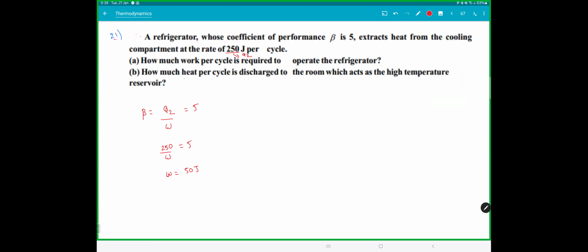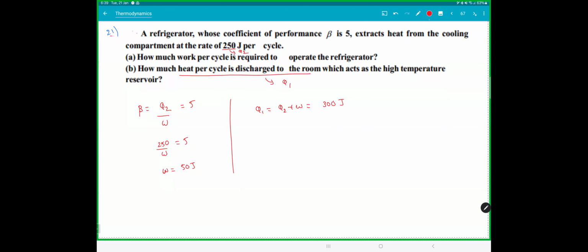Now he's asking how much heat per cycle is discharged to the room. He's talking about Q1. How much heat is actually thrown out into the atmosphere. So whatever heat you removed plus whatever work you gave, so that would be 300 joules. Easy. Straightforward. If you know your formulas, the questions are easy.